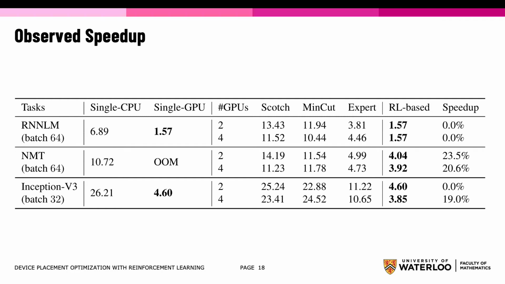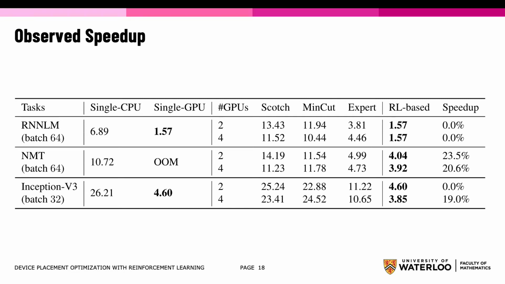In this table, pulled from the paper, the authors describe the relative improvement of the RL-based method over all the other methods in terms of execution cost. On the furthest right column, we see a percentage value that quantifies the speed up of the RL-based method over the best non-RL-based method. In the top row, for RNN-LM with batch size 64, we see that the best other method is single GPU with execution time of 1.57. Now, for both configurations of 2 GPUs and 4 GPUs, we see that the RL-based method essentially recovered the fact that a single GPU configuration is ideal here.